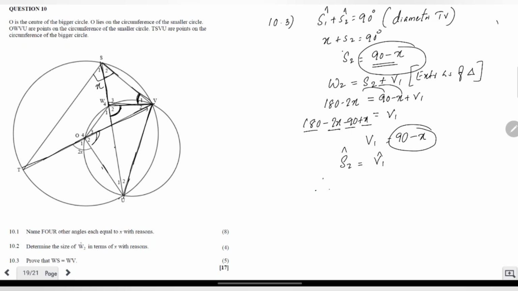Therefore, we can say what? What are the sides opposite to those two equal angles? WS. Therefore, WS is equal to WV. And what is the reason? Sides opposite equal angles, isn't it? Because you are proving sides are equal, you have to write the reason: sides opposite equal angles. So this is how we can do this question.